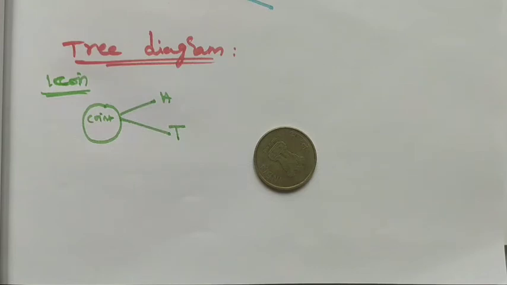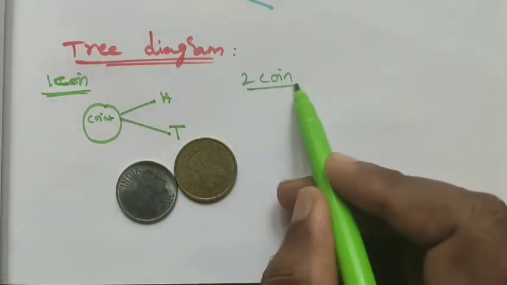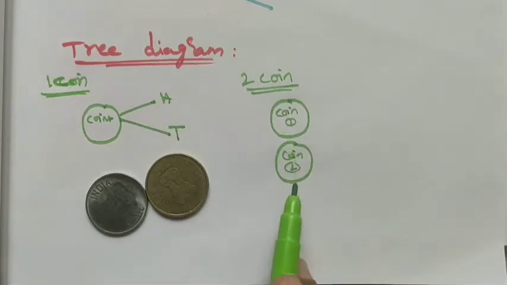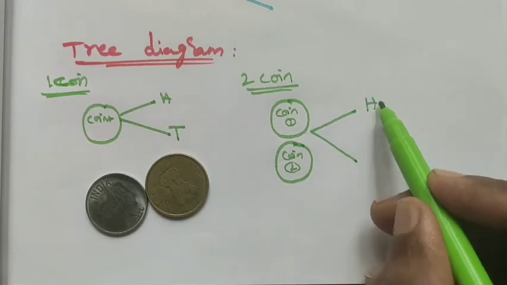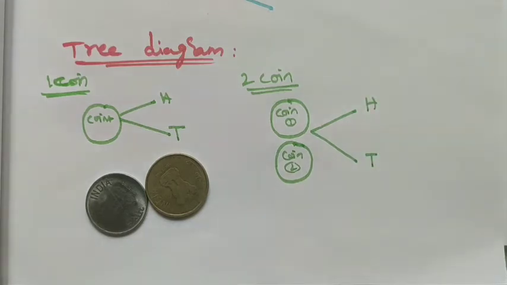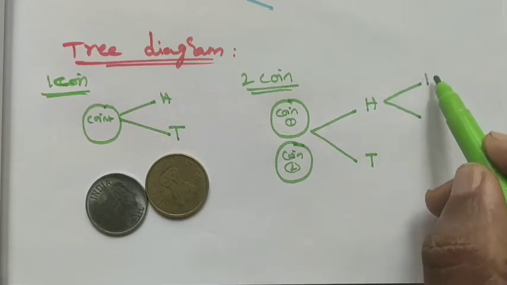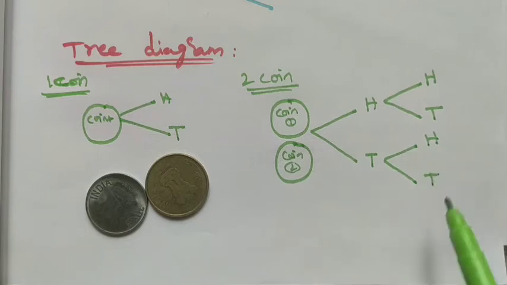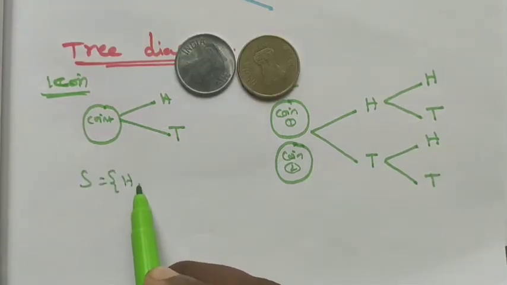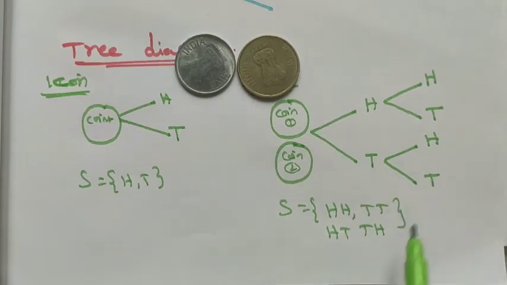If the same coin is tossed twice, or two coins are tossed, we get the tree diagram for two coins. The first one we take as coin 1, the second one as coin 2. When we toss these two, in the first coin we get head and in the second coin we get tail, one of the possibilities. The first coin has the possibilities of head and tail, and the second coin also has the possibilities of head and tail. For this we have the sample space S equal to head, tail.